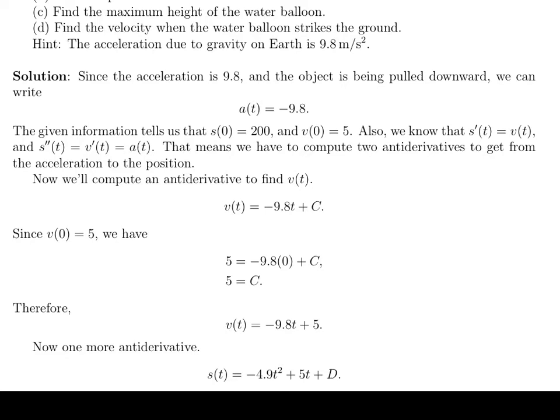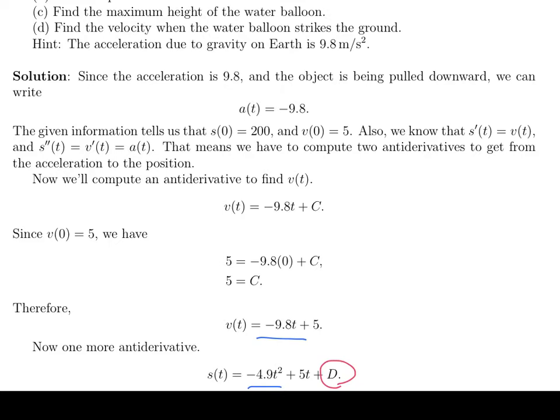An antiderivative of v of t is equal to negative 4.9t squared plus 5t plus d. We use the power rule to go from negative 9.8t to negative 4.9t squared. And then we have this plus d because we need an arbitrary constant, so we need the most general antiderivative.